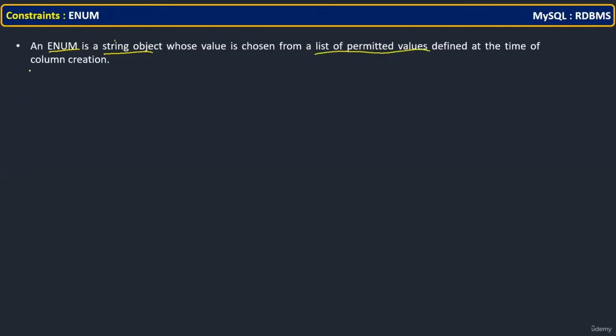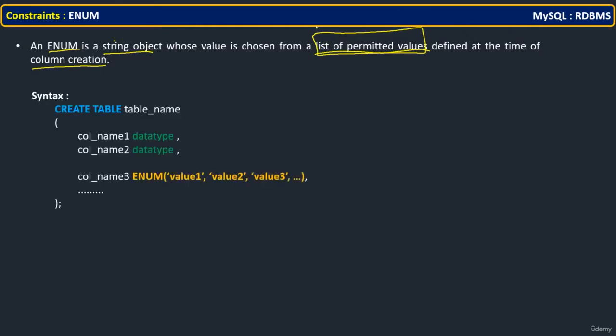This is defined at the column creation. So when you are creating a column itself, you are going to provide a list of strings. Only one value from that list will be allowed under this particular column. So any one string from this list. What does it mean? Let us observe here.